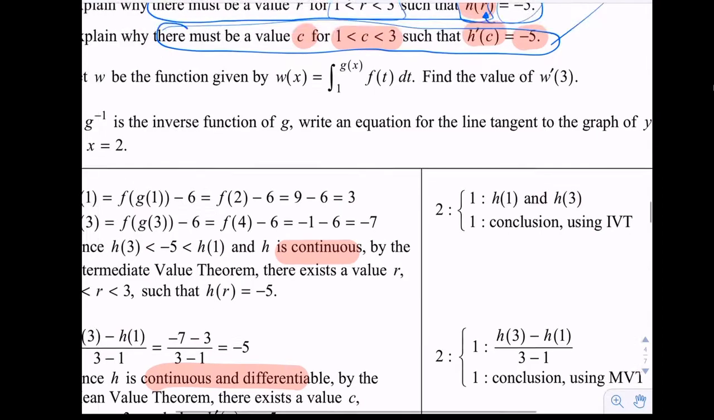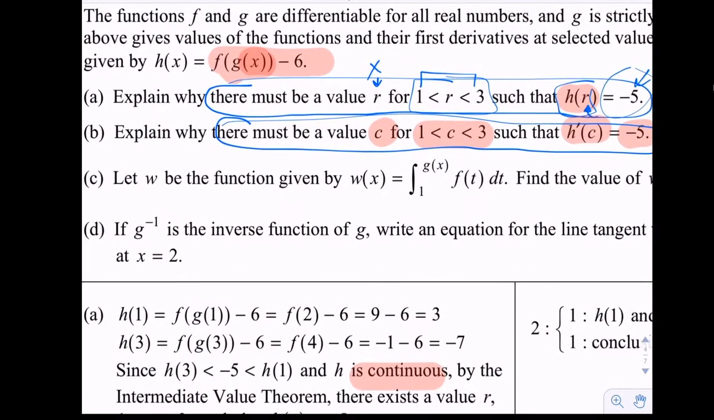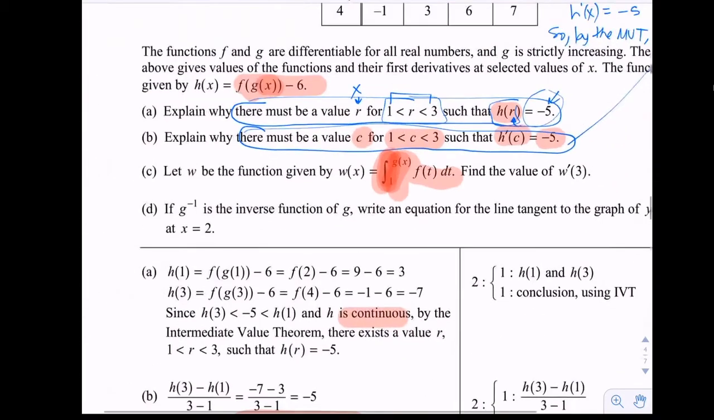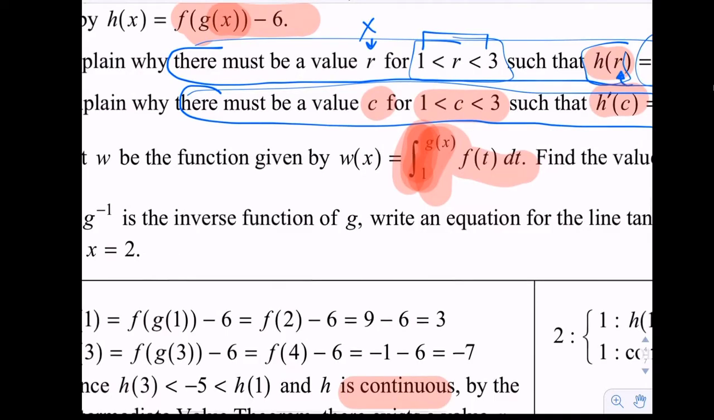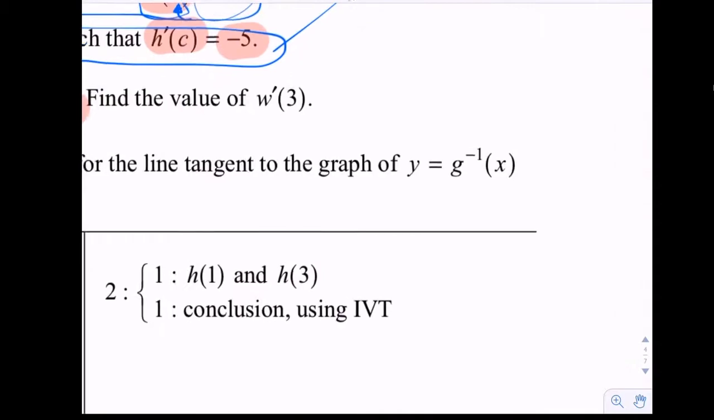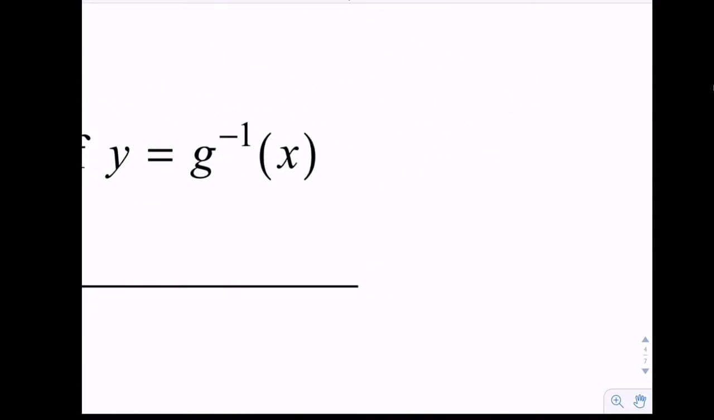Now let's see if we can do part C. Let W be the function given by W of x equaling the S. Okay, I'm not going to do that. If G to the negative first is the inverse of G, well, you know what? If I can't do C, then I certainly can't do D. I'm walking away right now. Is that the right attitude?